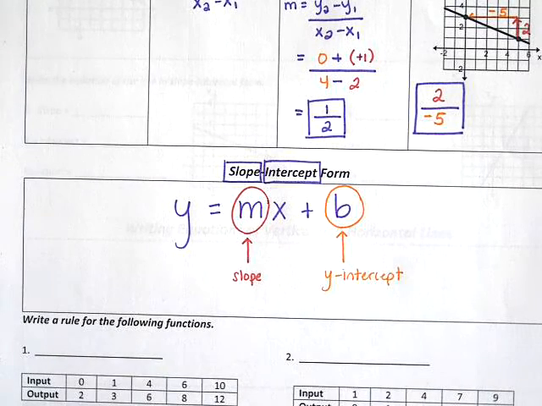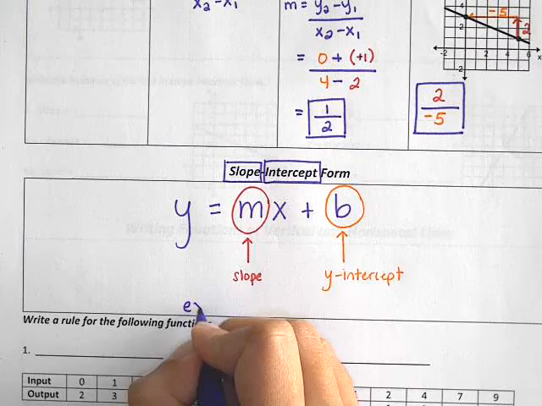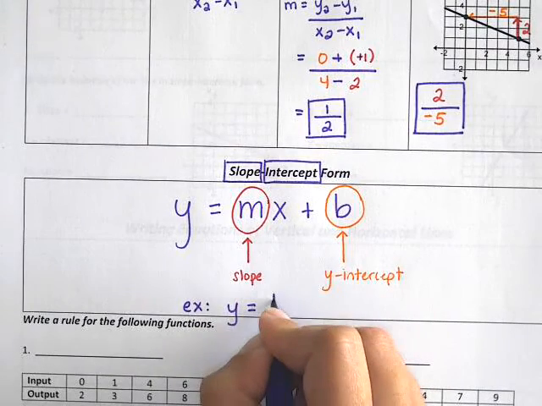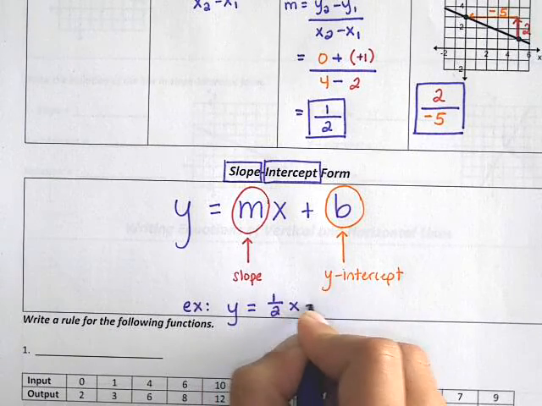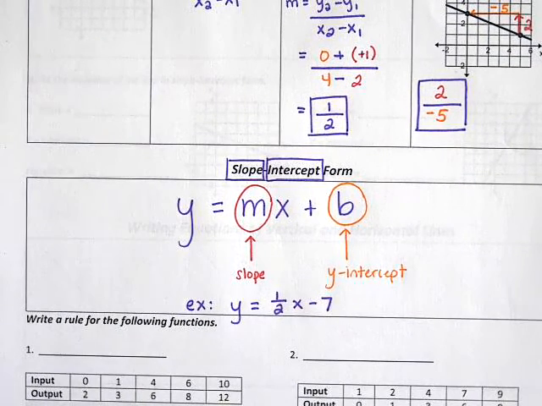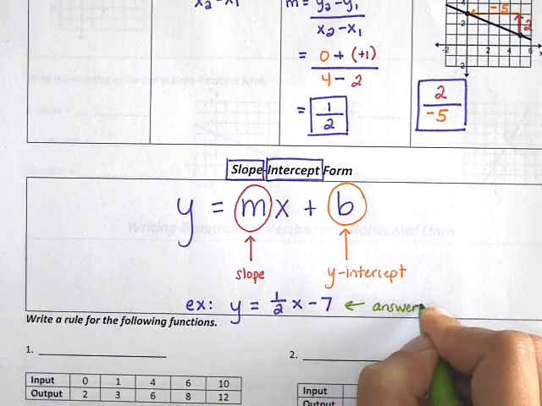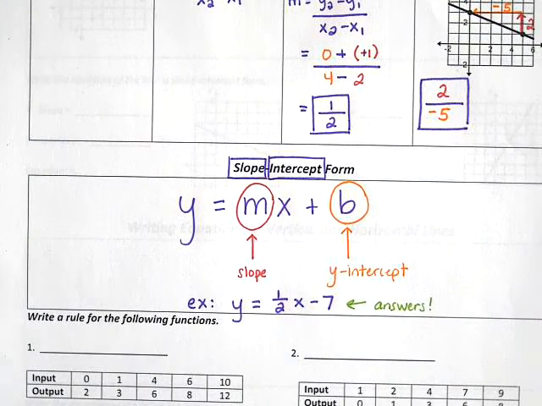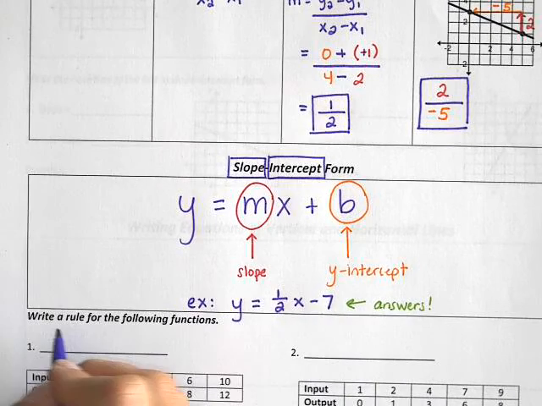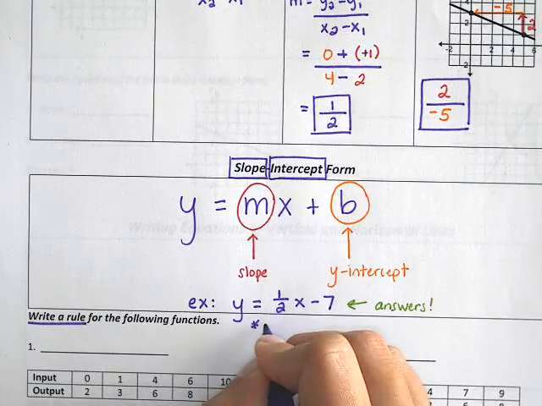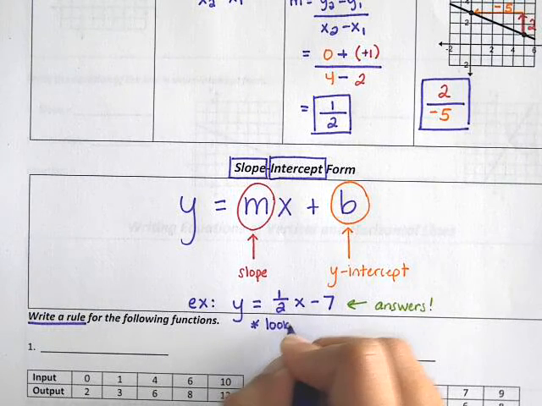An example of the way that your answers will look in this section is this. Y equals 1/2 x minus 7. This is how your answers should look when you try the problems today. So let's give this a shot. The first type of problem is write a rule. When it says write a rule, that's the same thing as look for a pattern.